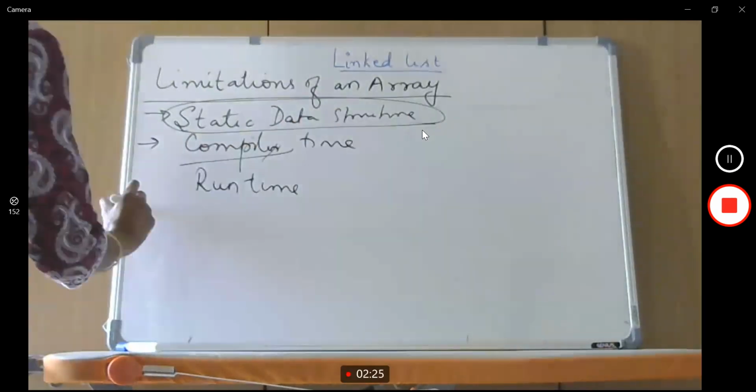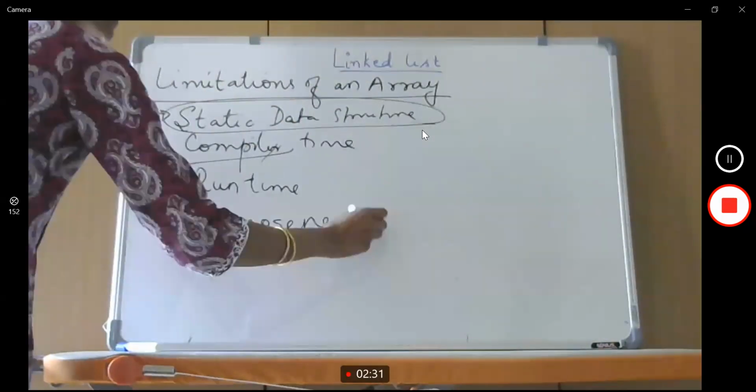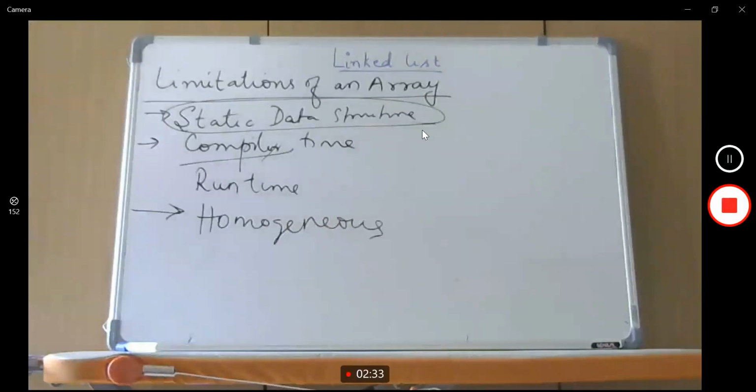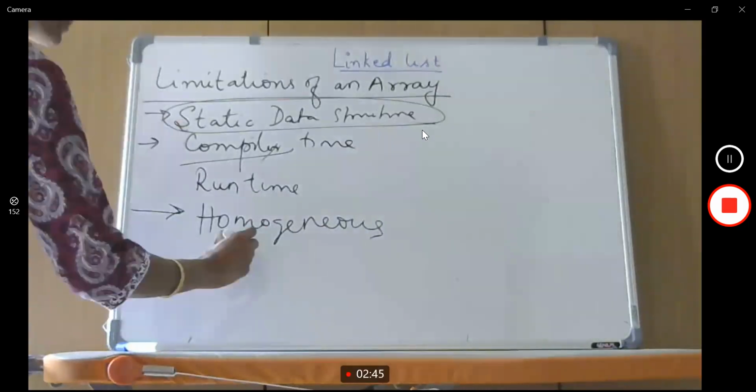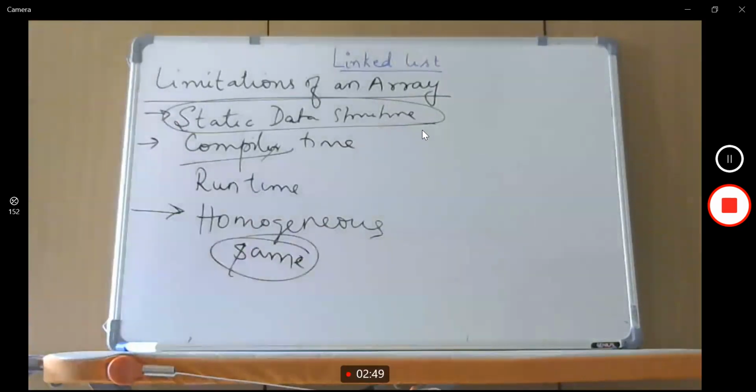The second limitation is, as all of us know, array is a homogeneous data structure. That means elements belonging to different data types cannot be stored in an array, because array data structure can hold elements belonging to the same data type. That is the next limitation: we cannot have a heterogeneous data structure. Array is not a heterogeneous data structure.